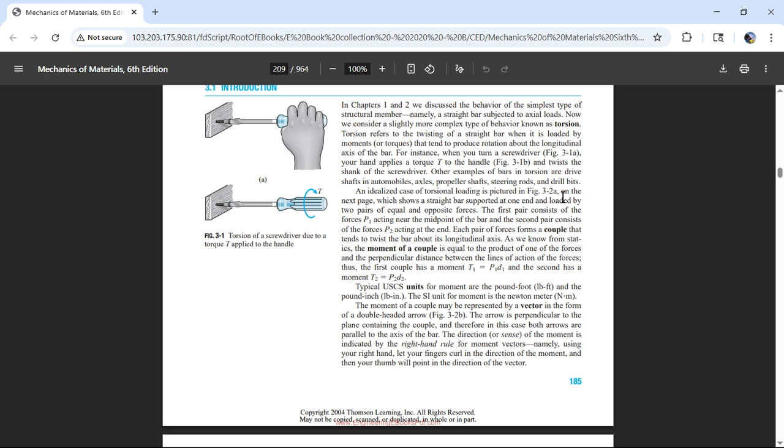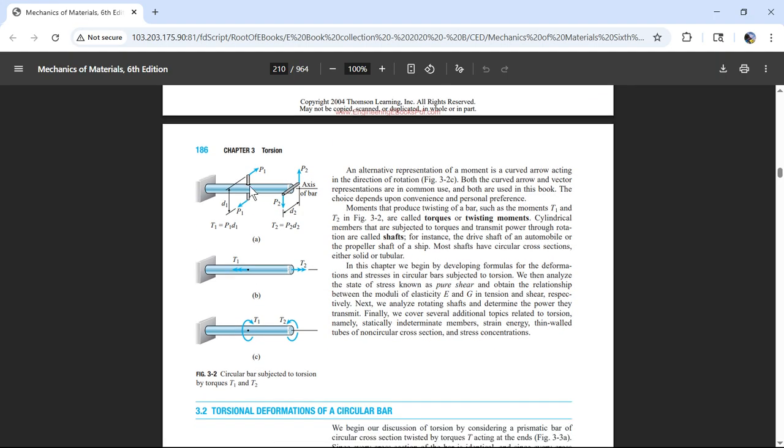This is figure 3-28, and that shows a straight bar supported at one end, fixed, and loaded by two pairs of equal and opposite forces. The first pair consists of the force P1. It said two pairs of equal and opposite forces, and we have two of those pairs. This is the first pair, P1, P2, at an equal distance D1, and this is the other pair of equal and opposite forces.